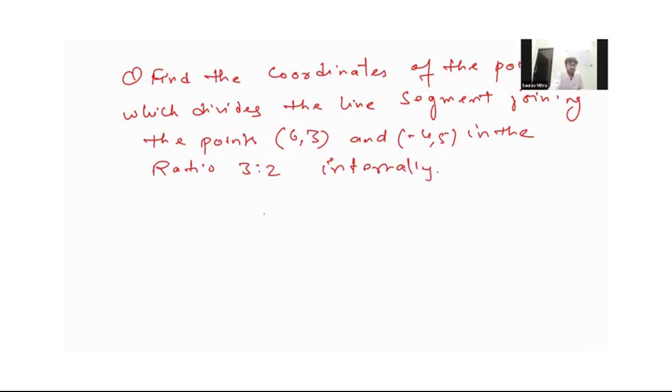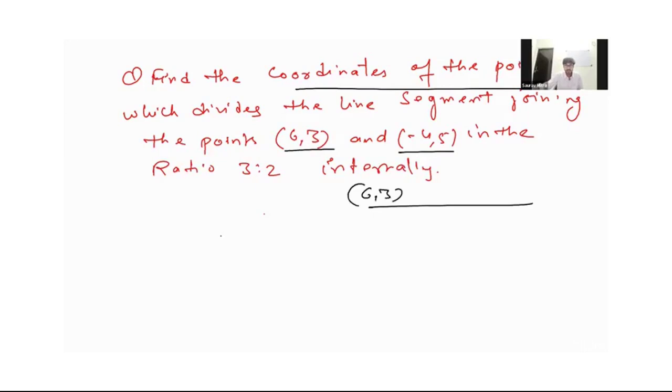Okay, so in this we have to calculate the coordinates of the point which is dividing the line joining these points. This is (6, 3), which is A, and this is (minus 4, 5), which is B, and the ratio provided is 3:2. Let us take that point P, whose coordinates we don't know. First of all we should write the formula, with m and n, x1, y1 and x2, y2.